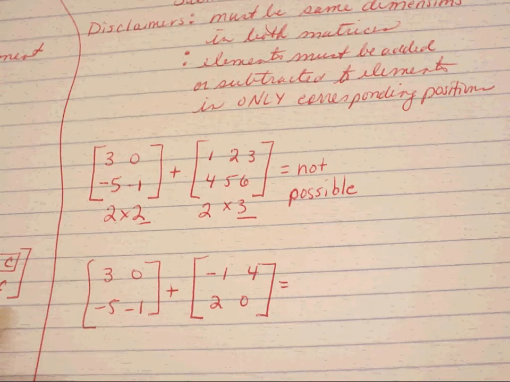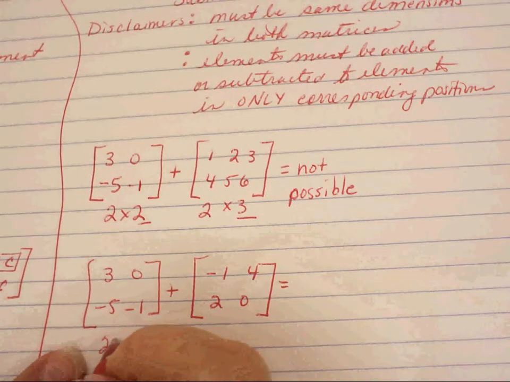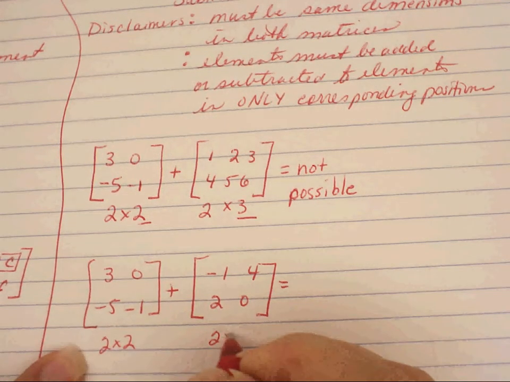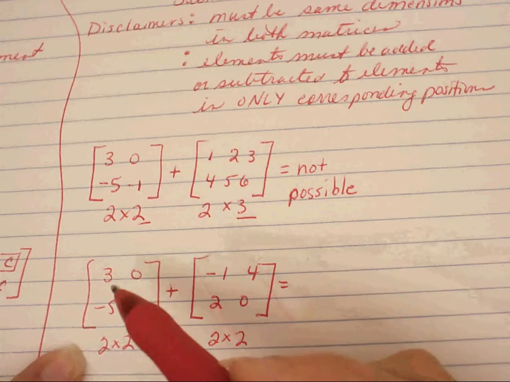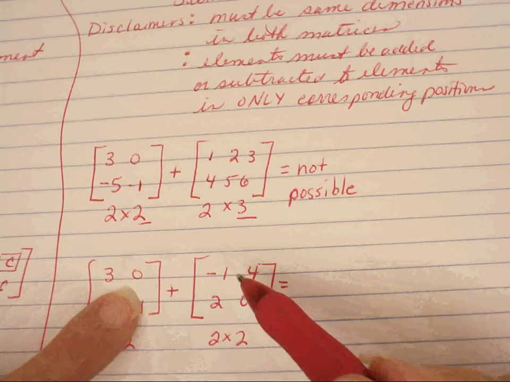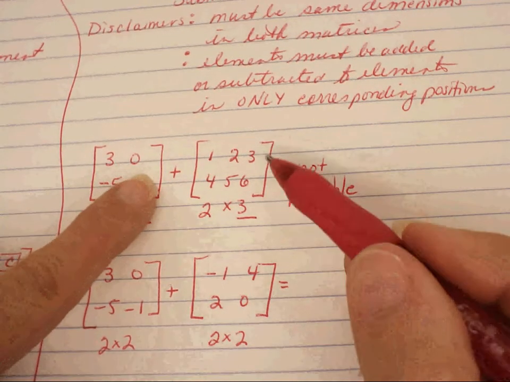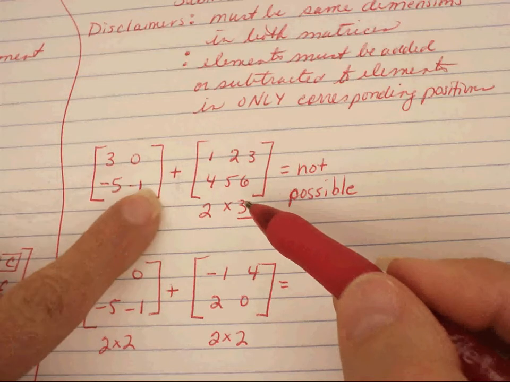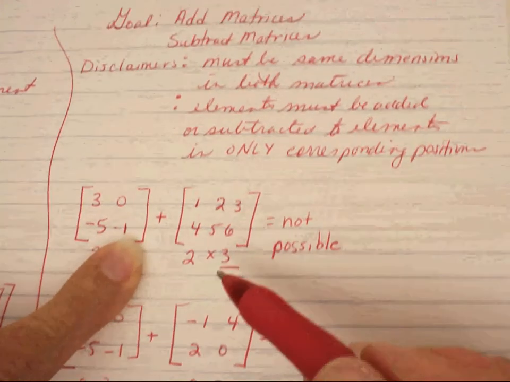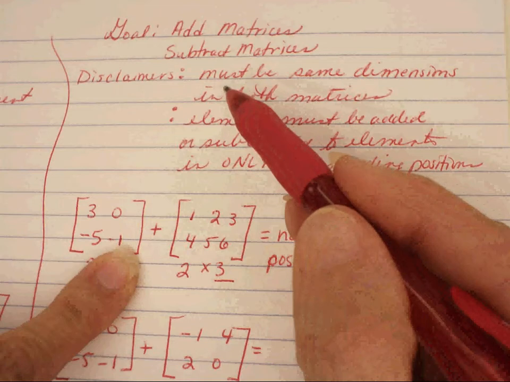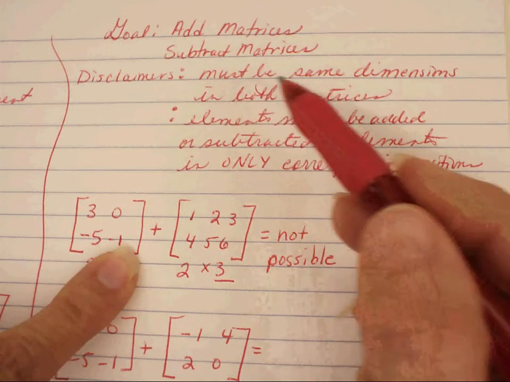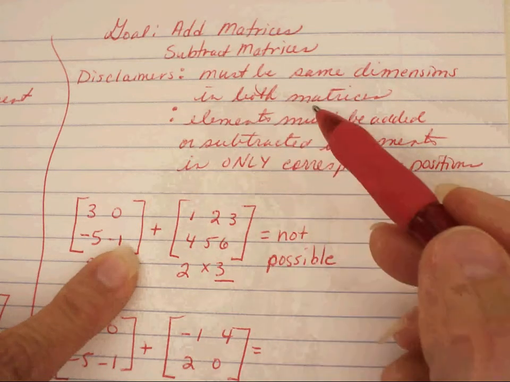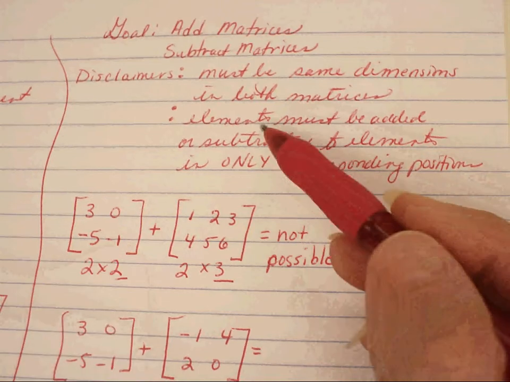However, if you look at the second sample, this is a 2 by 2 and this is a 2 by 2, so therefore they match element for element. Unlike here, you have a third column and nothing to add it to in this matrix. So the first disclaimer, to add and subtract matrices, they must have the same dimensions in both matrices.